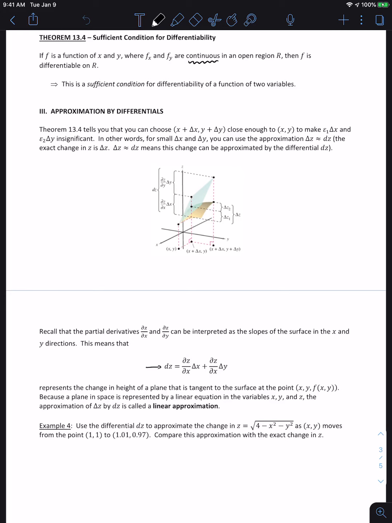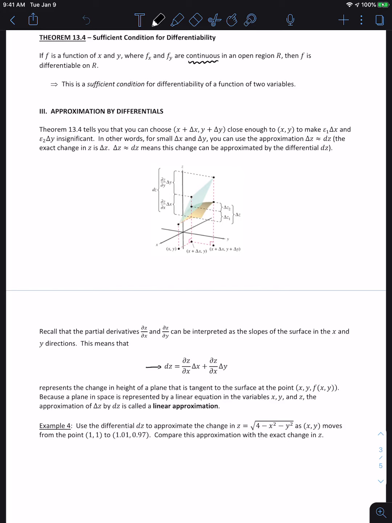Hello everyone, in this video we're going to pick up where we left off in section 13.4 and its subsection 3, which is approximation by differentials. So theorem 13.4, the sufficient condition for differentiability, what does that tell us?